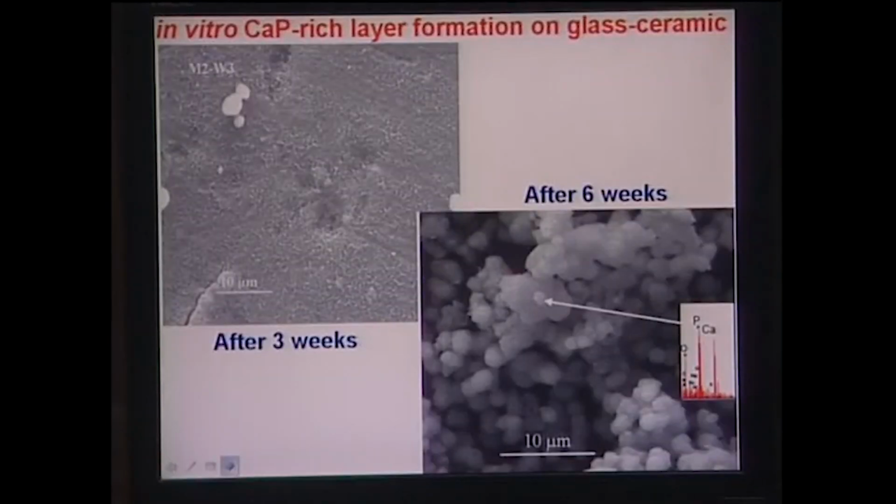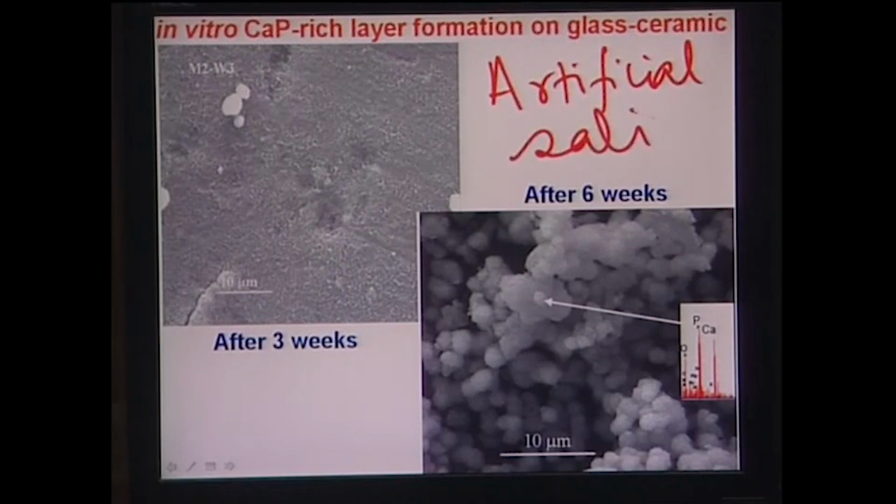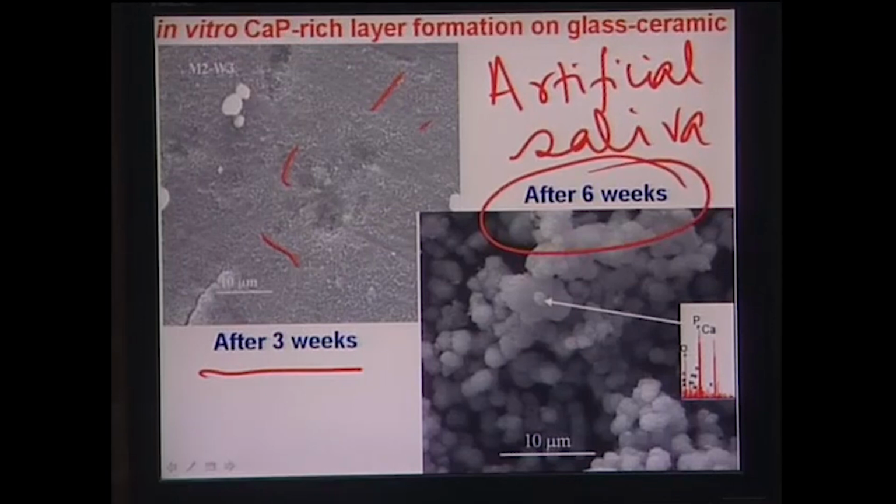For the in vitro property, we have again carried out the in vitro dissolution test in artificial saliva, and in this artificial saliva, as I mentioned earlier, after 3 weeks we do see signs of CAP-like layer formation. After 6 weeks or 42 days, you can see these calcium phosphate rich precipitates formed uniformly and homogeneously over the entire surface, and thereby the CAP rich layer formation essentially indicates good biomineralization ability of these materials.